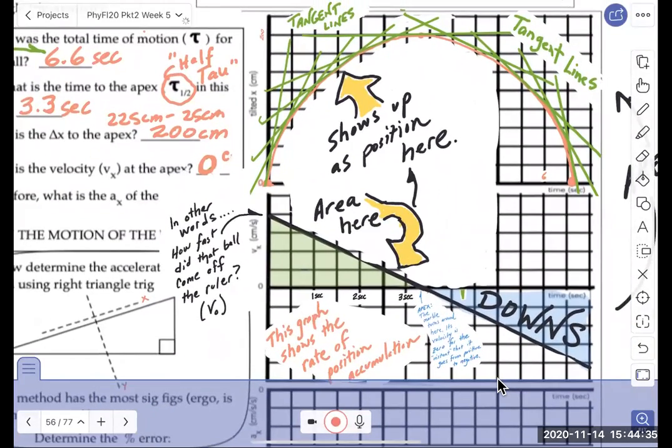Any area in this graph will show up as position up here. And I'll do a running total as I'm accumulating it. You can see that this is what I talked about, diminishing returns being front loaded. You get a lot of area, a lot of position gained early. And then as time goes on, it kind of peters out until it reaches the apex. And then we start to pick it up again, but in the negative direction.